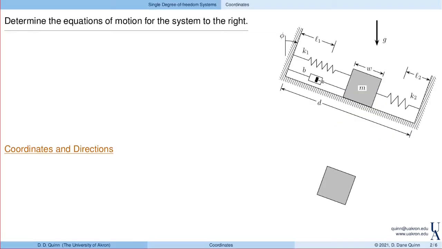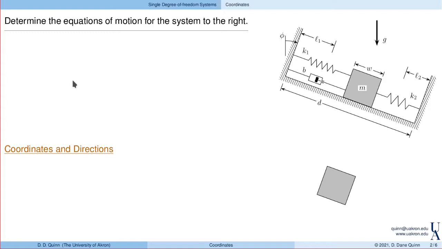Well, let's start off and do this in the context of an example. Here on the right, we have a block of mass m that is free to slide on this inclined frictionless surface. The surface is at an angle of phi, and the block is connected by two springs with different spring constants, K1 and K2, corresponding unstretched lengths L1 and L2, and a linear damper. I've given lots of dimensions here. In particular, the width of the block is W, and the total distance of this little channel is D. So again, we want to determine the equations of motion for this system.